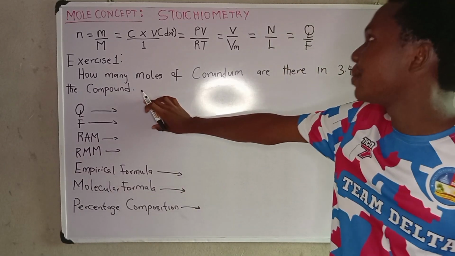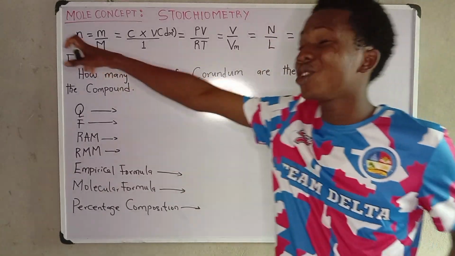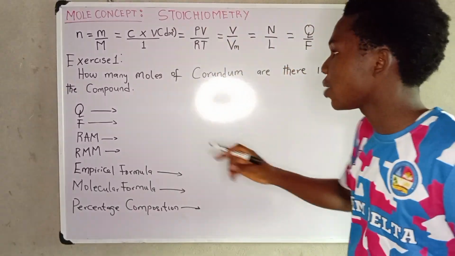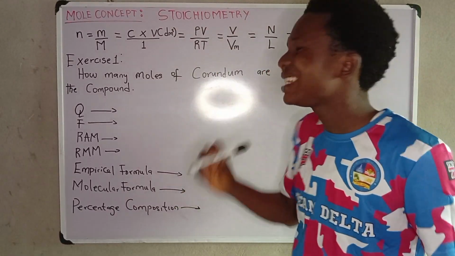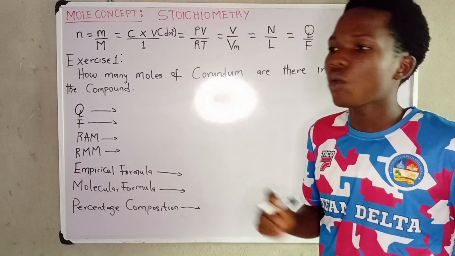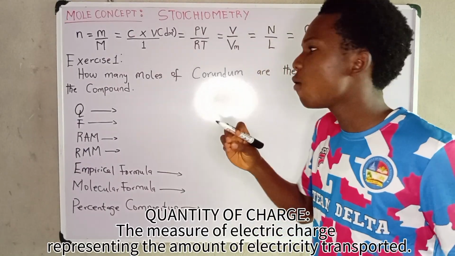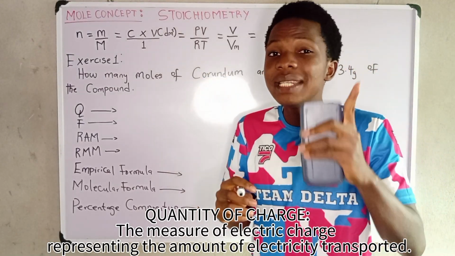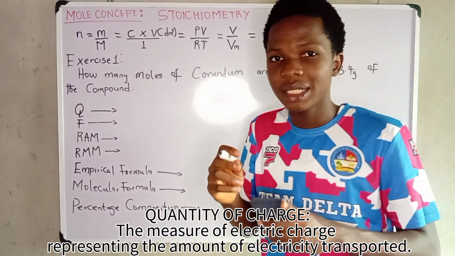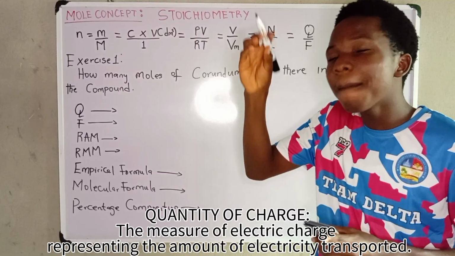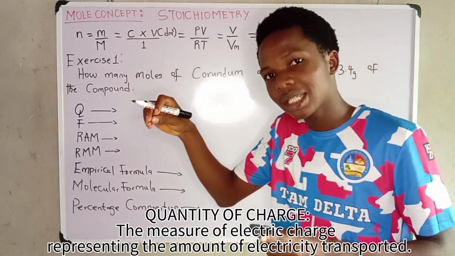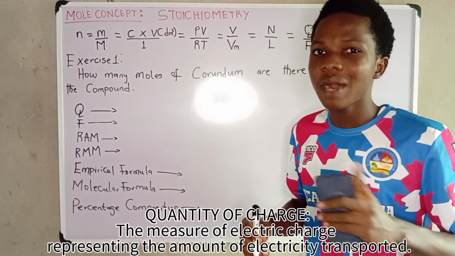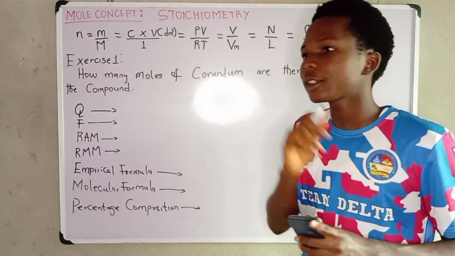Alright, now for Q, what is the value of Q? We have two parameters remaining for this particular formula, which is also going to give us number of moles. So now, this first one is called what? Quantity of charge. Quantity of charge is the measure of electric charge. Listen, quantity of charge is the measure of electric charge representing what? The amount of electric charge transferred.